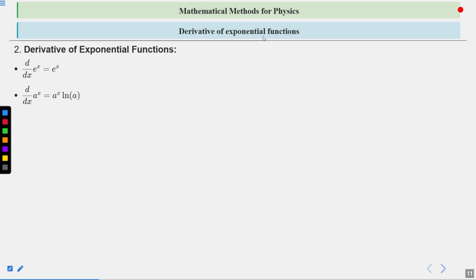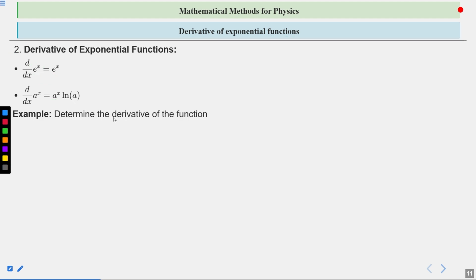Derivative of exponential functions. The exponential function is e raised to the power x, and the derivative of the exponential function is always e raised to the power x. And the derivative of a raised to the power x is a raised to the power x log a.